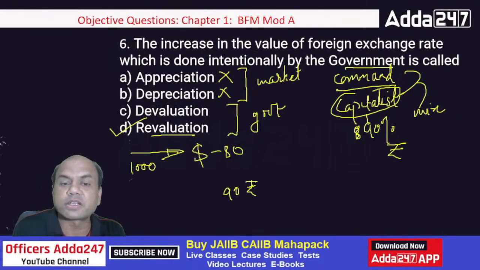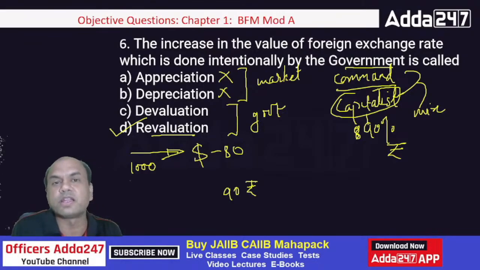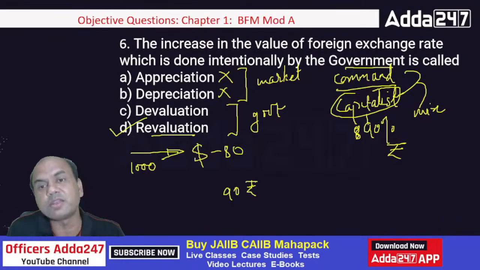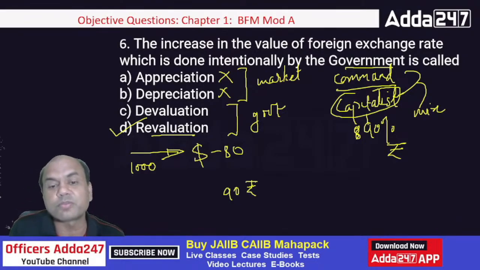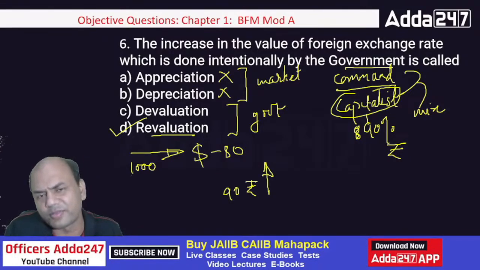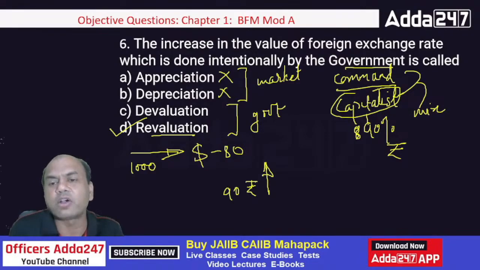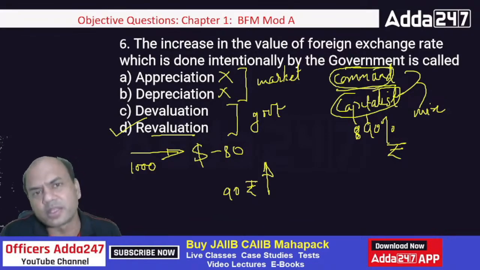And if my funds are going out, dollars are going out, what will I do? I'll do the reverse thing. I'll revalue. I'll increase the value of my rupee from 90 to 80 because it's in my hand. There is a lack of transparency in a command economy. Always, if the government wants, they can do anything.